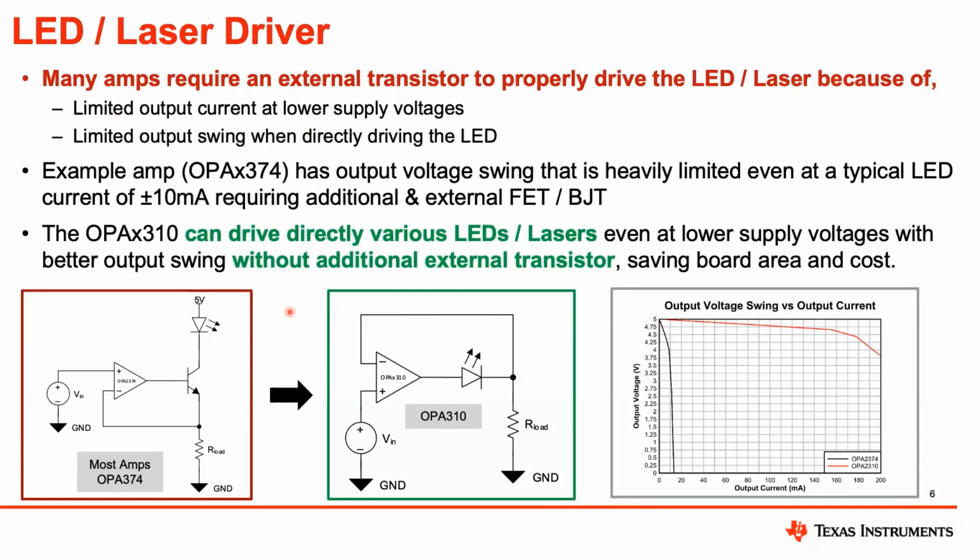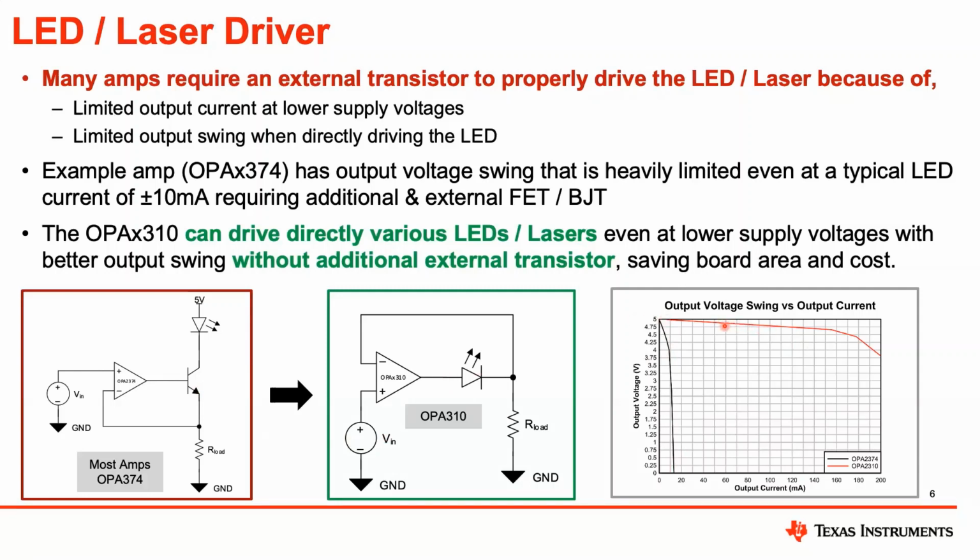So in this example, we have the OPA 374 that has an output voltage swing that's heavily limited, even at a typical LED current of 10 milliamps, and thus it requires an additional external transistor. So on the left-hand side, you can see that the OPA 374 has an external transistor versus the OPA 310, which is directly driving the LED. And this is a result of its output voltage swing versus output current.